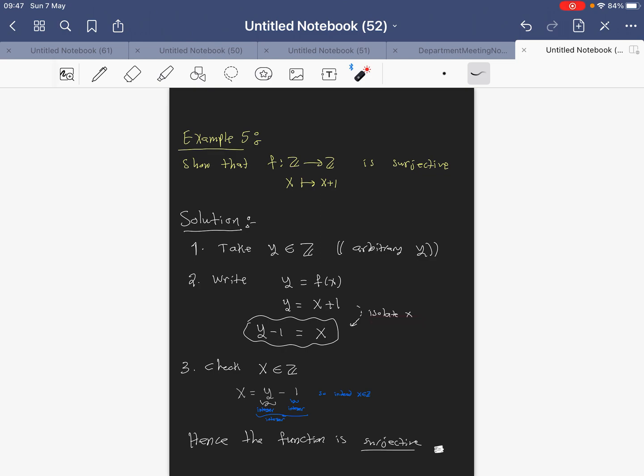Next step, you need to isolate x. So x will be y minus 1. This will take care of step 1 and step 2. Step number 3, now you get x. Check that x lives in the output, which is integer. How do we check x is in the output? We analyze what x is. x is y minus 1. y is an integer, 1 is an integer, and if you take a minus between two integers, you get an integer. So x is indeed an integer, and this will show me that the function is surjective.